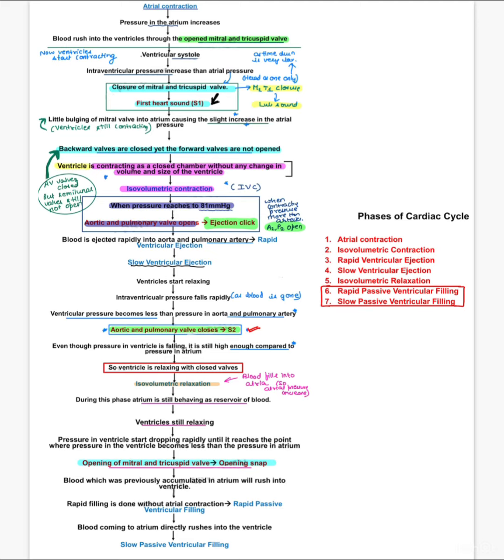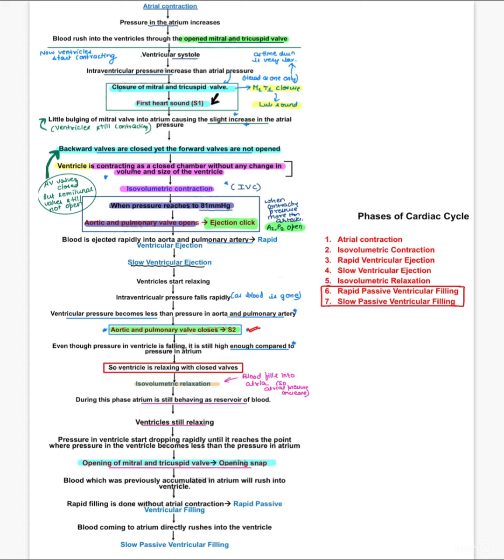Now what happened? The aortic valve opens to move the blood out. So the valve will open to move the blood out, so ejection of blood happened. As a result, what happened? Now the aortic and pulmonary valves are closed. That is your S2 heart sound.